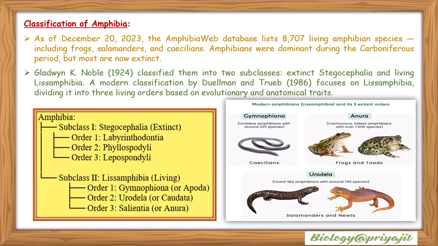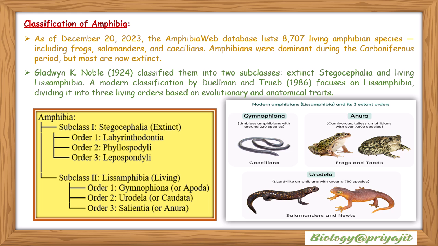As of December 2023, the AmphibiaWeb database lists 8,707 living amphibian species including frogs, salamanders and caecilians. Amphibians were dominant during the Carboniferous period, but most are now extinct.